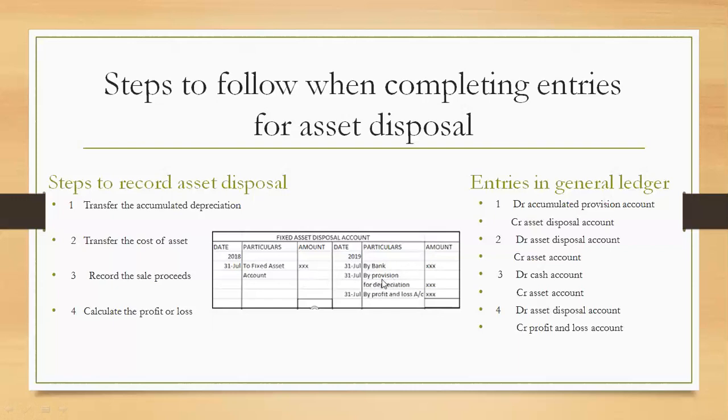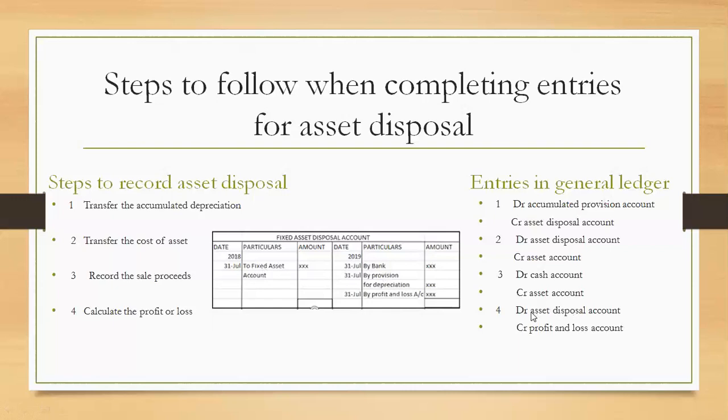These three entries will be balanced off. And if the cash plus provision is greater than the asset, then there will be profit. And if it is less than the original cost price of the asset, then there will be loss. That will be shifted to the income statement by passing the entries.